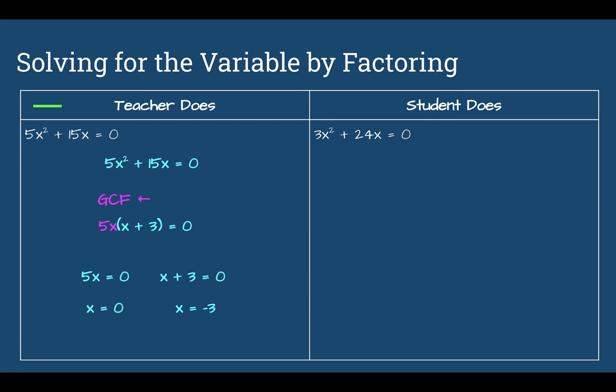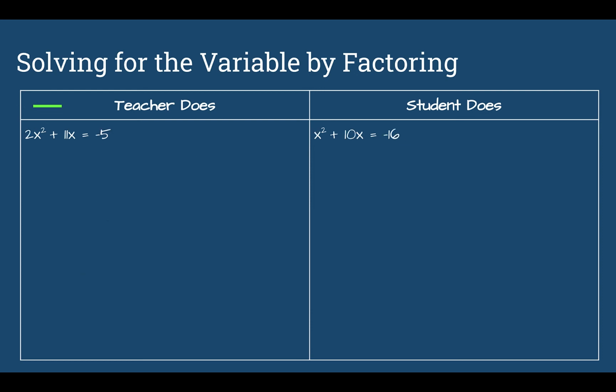Let's check. You should have got 0 and -8. So if we start with our original equation, factoring out the GCF would be 3x out front, and x plus 8 is what's left. Setting them equal to 0, 3x equals 0, so x must be equal to 0, and x plus 8 equals 0, so x must be equal to -8. Let's look at one last example for factoring.